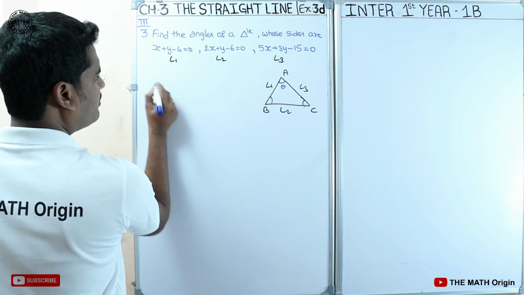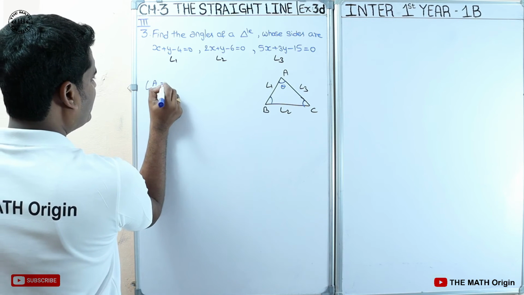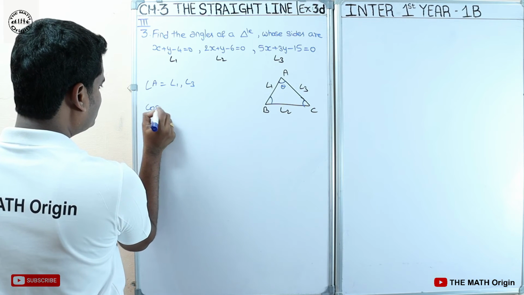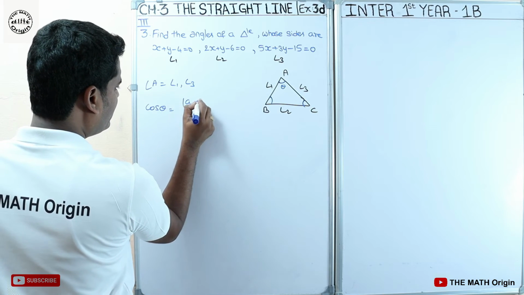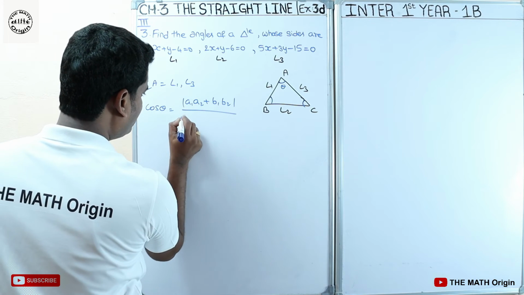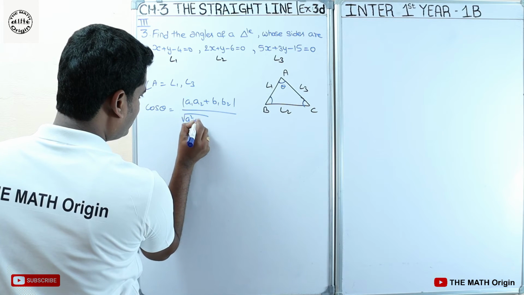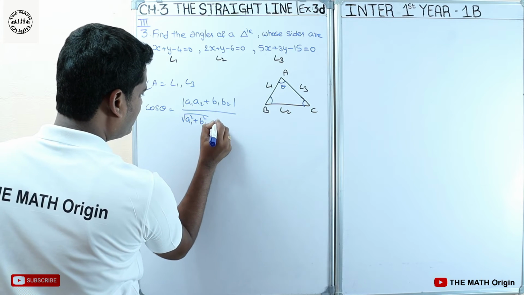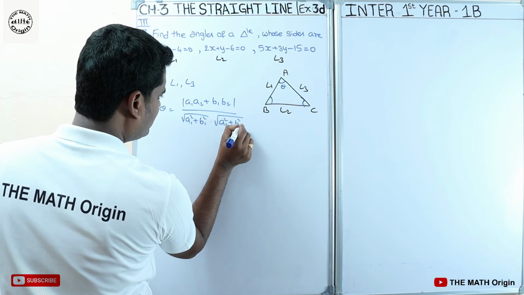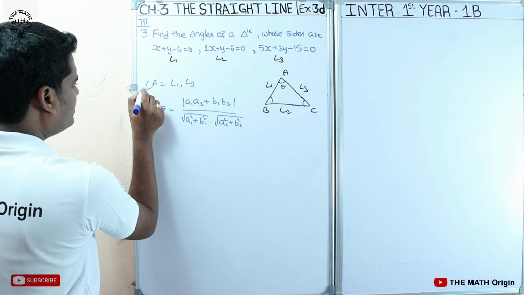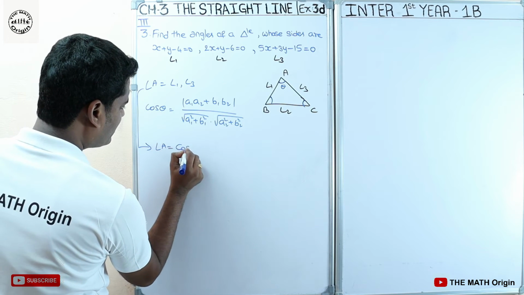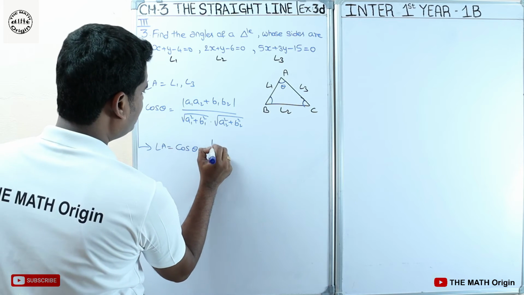Okay, therefore if I want to find angle A, I need to derive L1 and L3. Cos theta is equal to the formula (A1 A2 + B1 B2) divided by root of A1 square plus B1 square, into root of A2 square plus B2 square. According to that, let's derive the first equation, angle A, which is cos theta, equal to A1 A2.